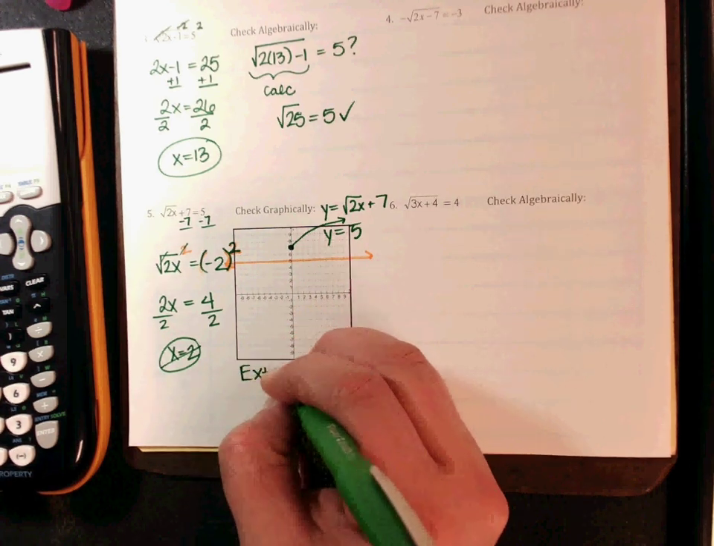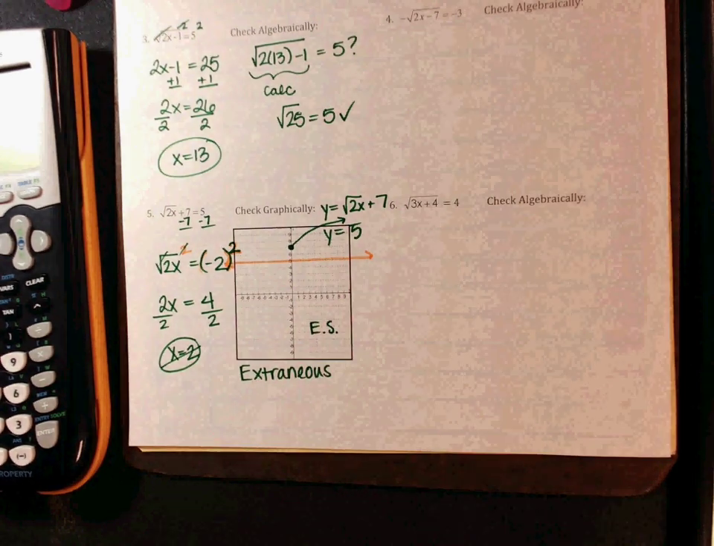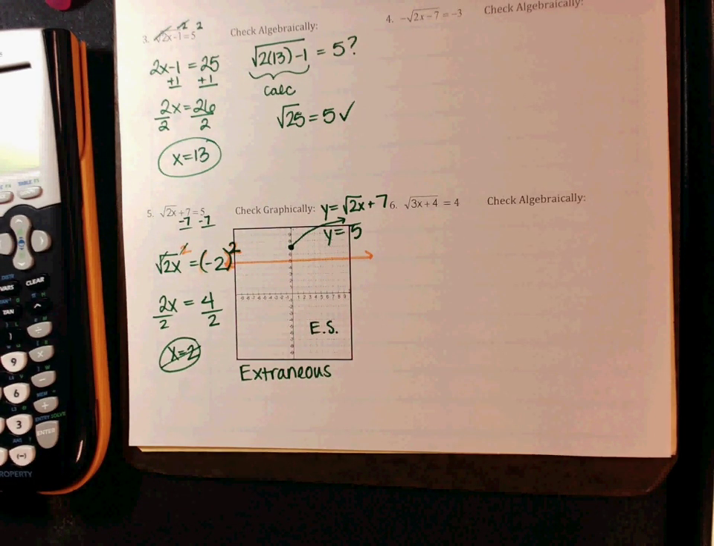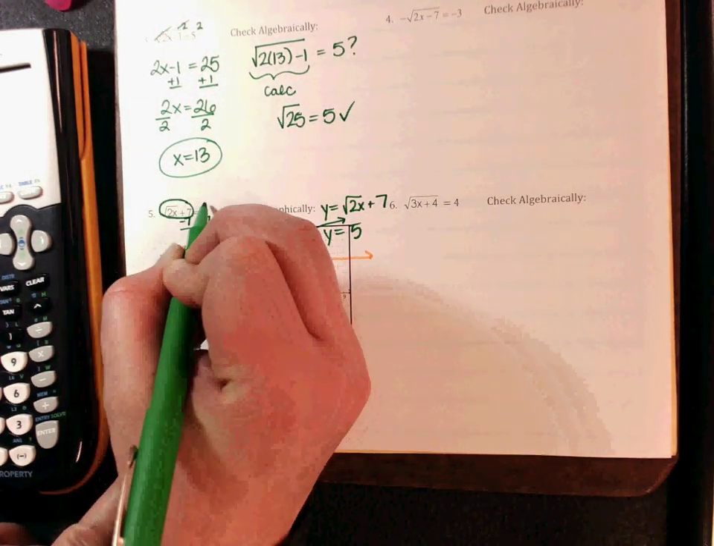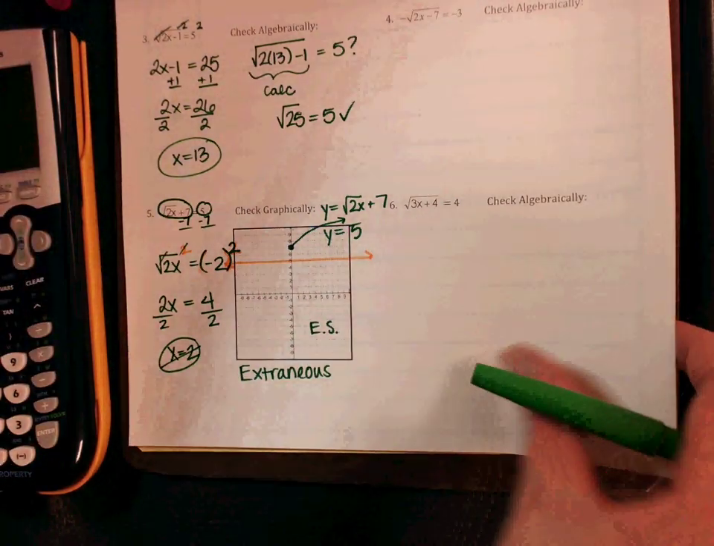If you want to put, instead of having to write it every time, ES, that's fine. That would stand for extraneous solution. So you do this side as one equation, and then this side as the other equation. Okay? All right, go back to your notes for me, please.